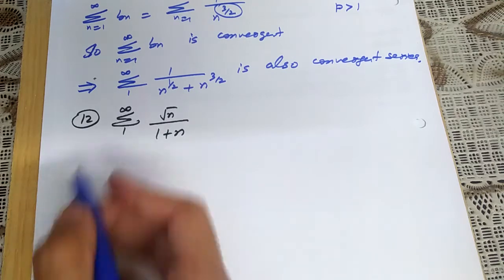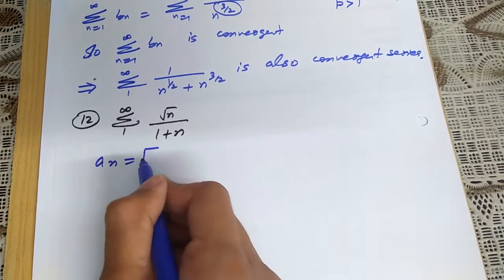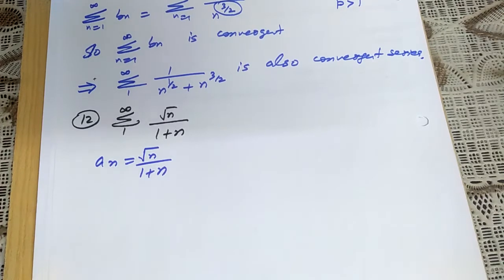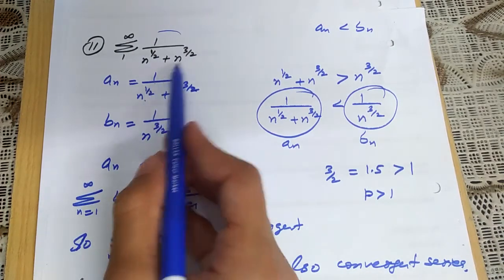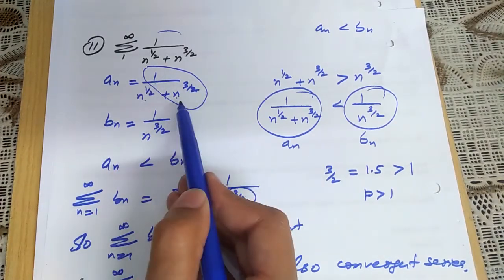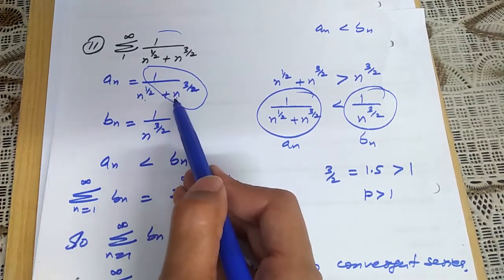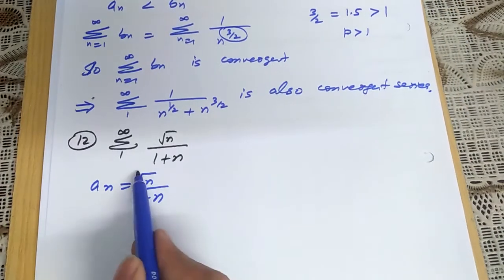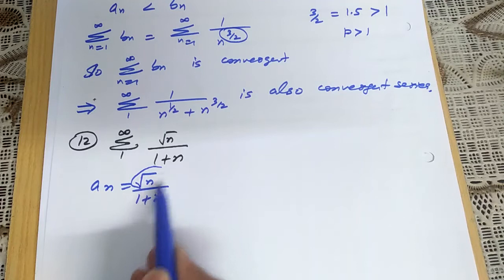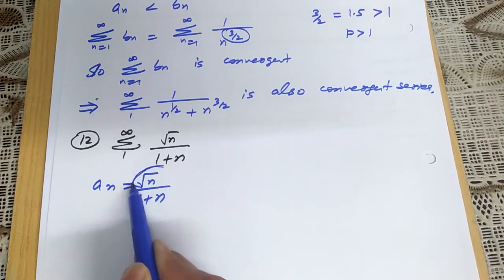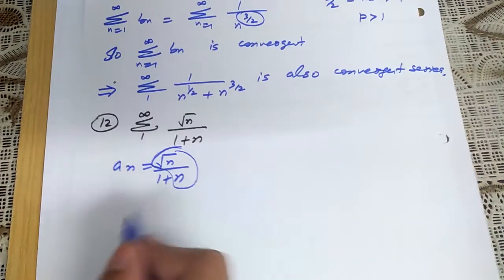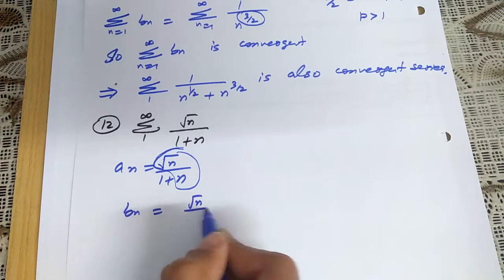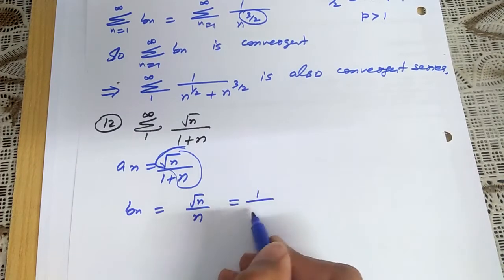Now your an equals under root n over 1 plus n here. Now how can you choose the bn out of it? In the previous one we were having 1 in the numerator. We just took 1 over the highest power of n. Here we will also consider our numerator because we have some function in the numerator as well. Numerator divided by this highest variable. So you will have bn equals under root n over n here. That is equal to 1 over under root n.